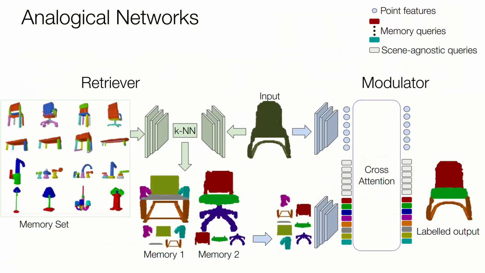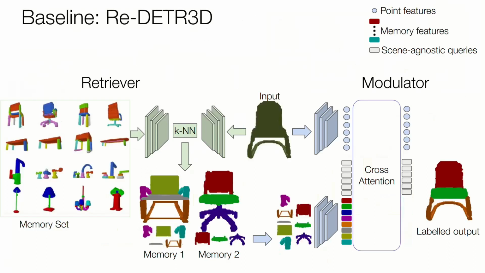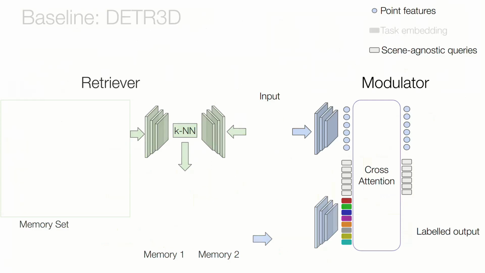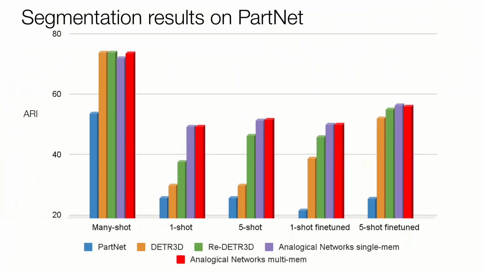We compare analogical networks to the following baselines. First, we compare with a model that attends to memory but does not use it as queries to decode parts. We call this model ReDeter3D, a retrieval augmented detection transformer. Next, we remove the memory and replace it with a learnable embedding used to communicate to the model the task, for example, the segmentation level. This baseline is called Deter3D.